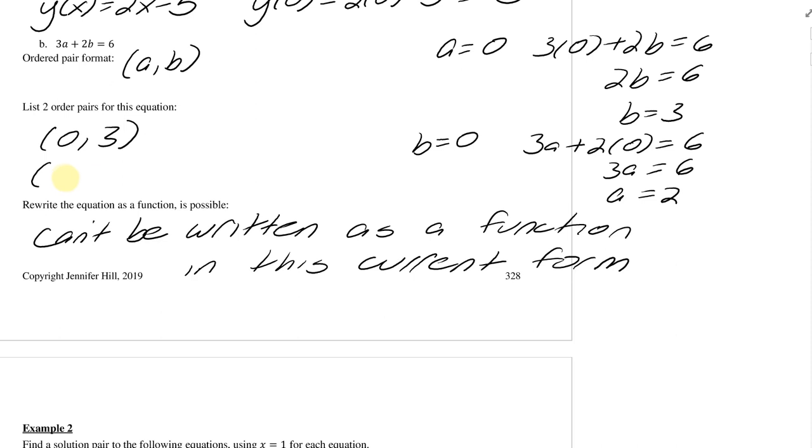So then, remember, the ordered pair format is A comma B. So here's my A. My A will be 2, and then my B I said was equal to 0. So those would be two ordered pairs in this case.